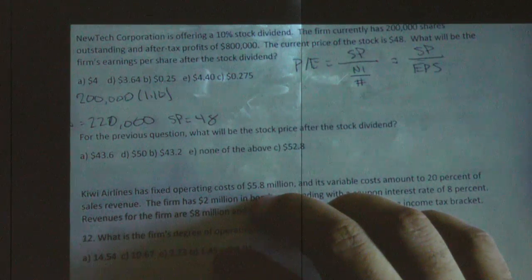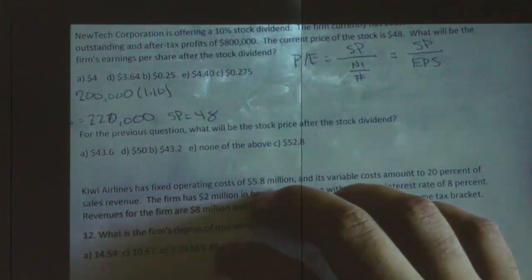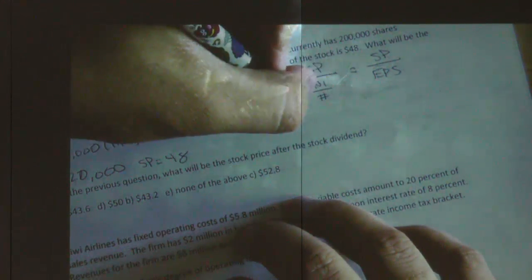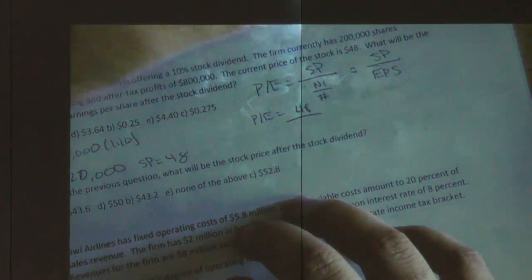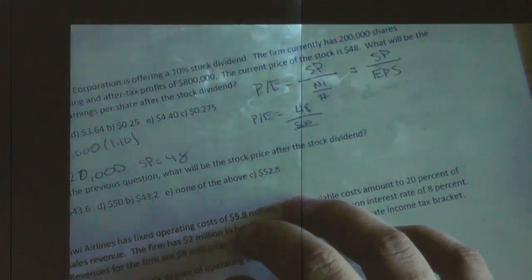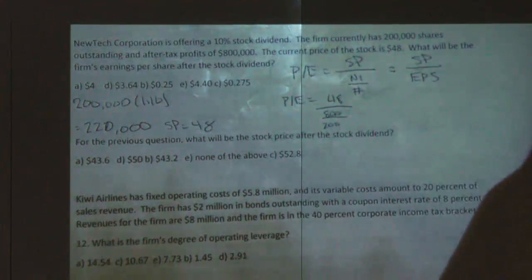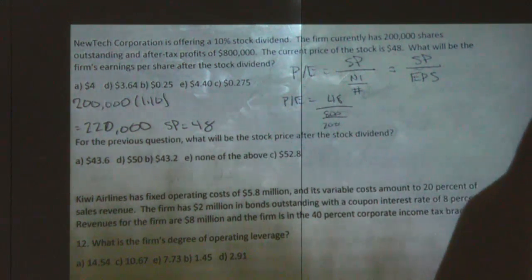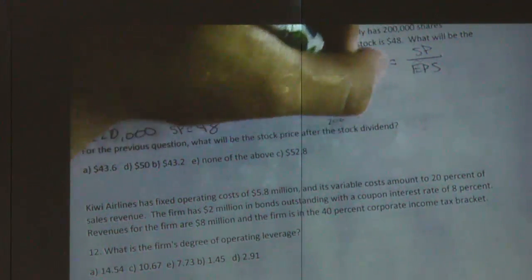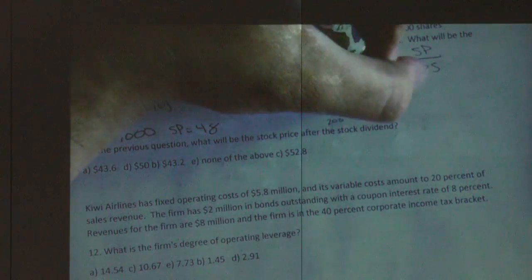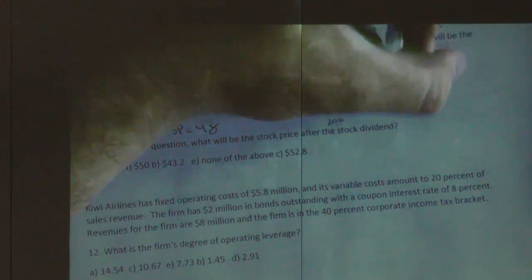So first what we have to do is we actually have to find our PE ratio to begin with. So let's see, if the current price was 48 divided by net income of 800 and then shares of 200. So this is our PE ratio before the split. So we're basically doing 48 divided by 4. So your PE ratio to begin with is 12.